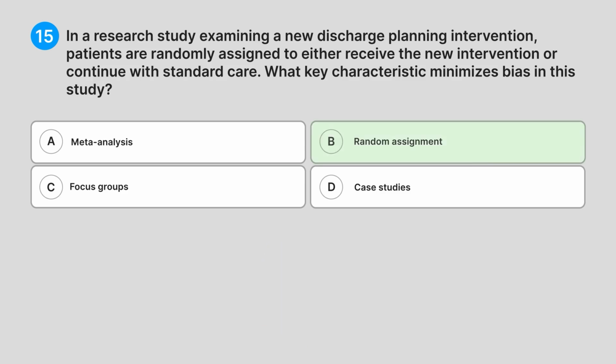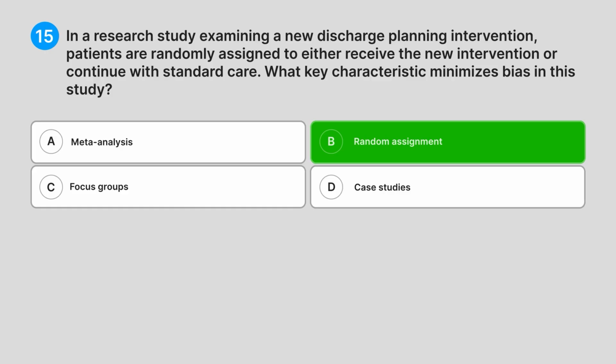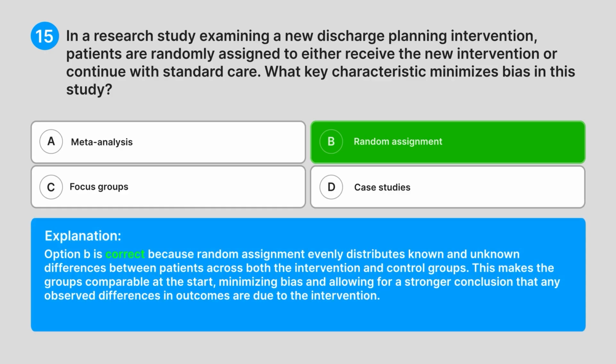Correct answer, B. Random assignment. Explanation: option B is correct because random assignment evenly distributes known and unknown differences between patients across both the intervention and control groups. This makes the groups comparable at the start, minimizing bias and allowing for a stronger conclusion that any observed differences in outcomes are due to the intervention.